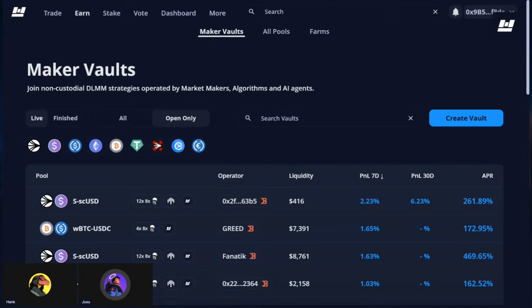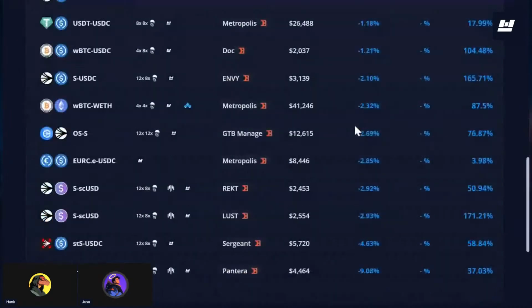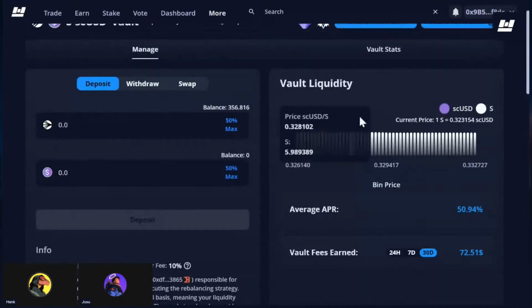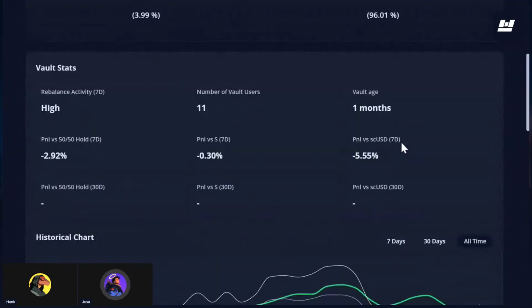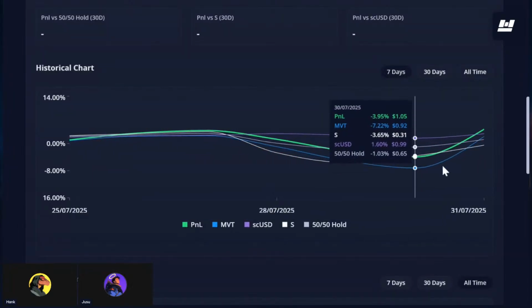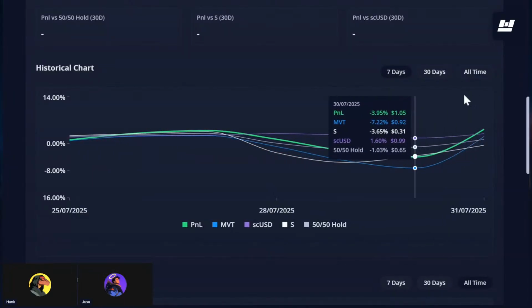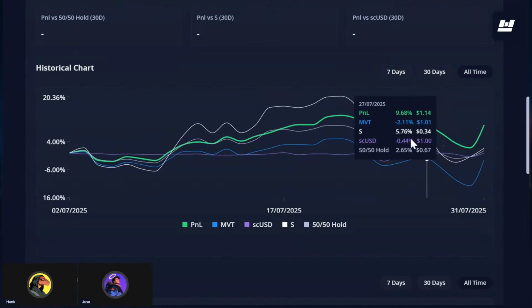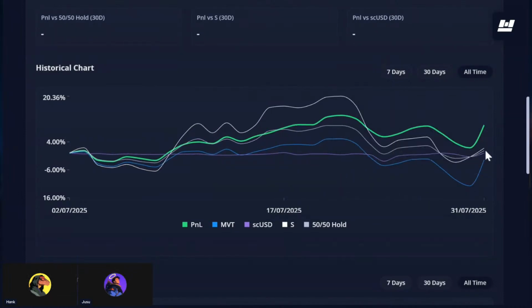Okay. When you go to the vault stats on that specific vault, the Wrecked one, yes, you can see that the 7-day P&L is bad, but when you check the overall P&L, it's much better. Yeah, it actually depends. Really good, because there was a huge fluctuation in the price.